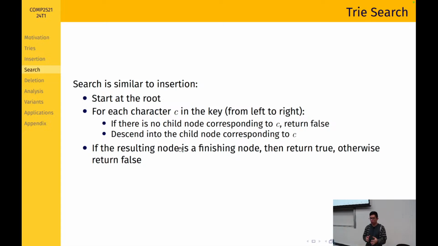But in a trie, when we want to search for a key, then once again we start at the root node. And for each character in the key from left to right, if there is no child node corresponding to the character, then that means the key doesn't exist in the trie, so we're going to return false. Otherwise, we just move down into the node corresponding to c. Okay, and if the node that we end up at, so the final node on this path, is a finishing node, then we return true. Otherwise, we return false.